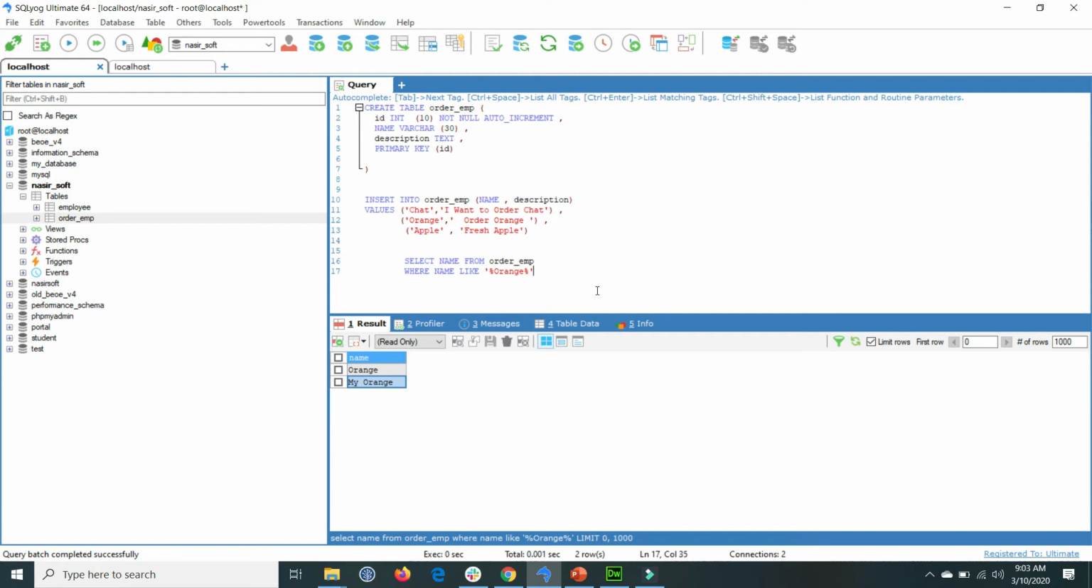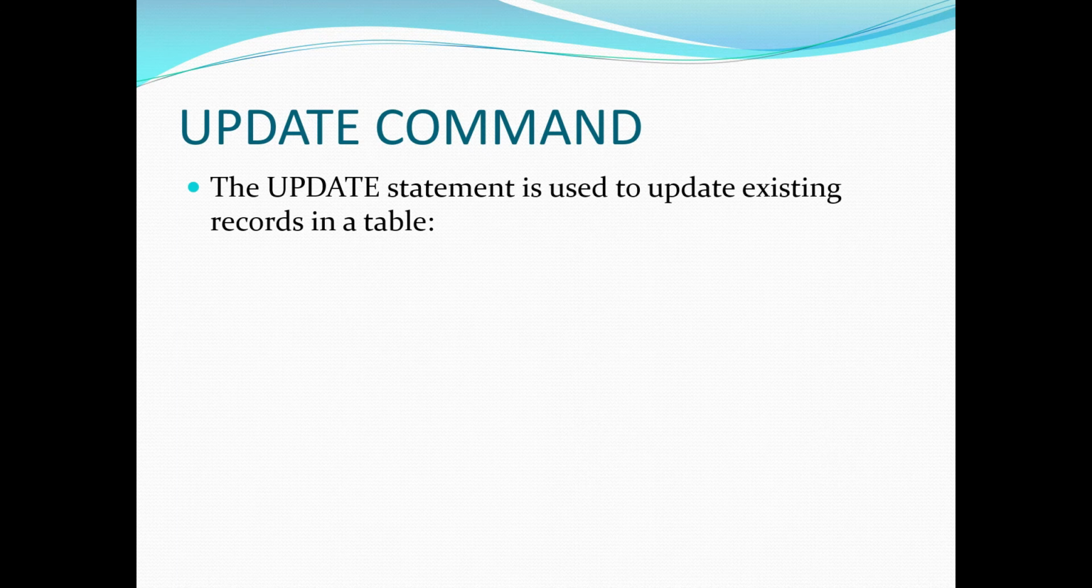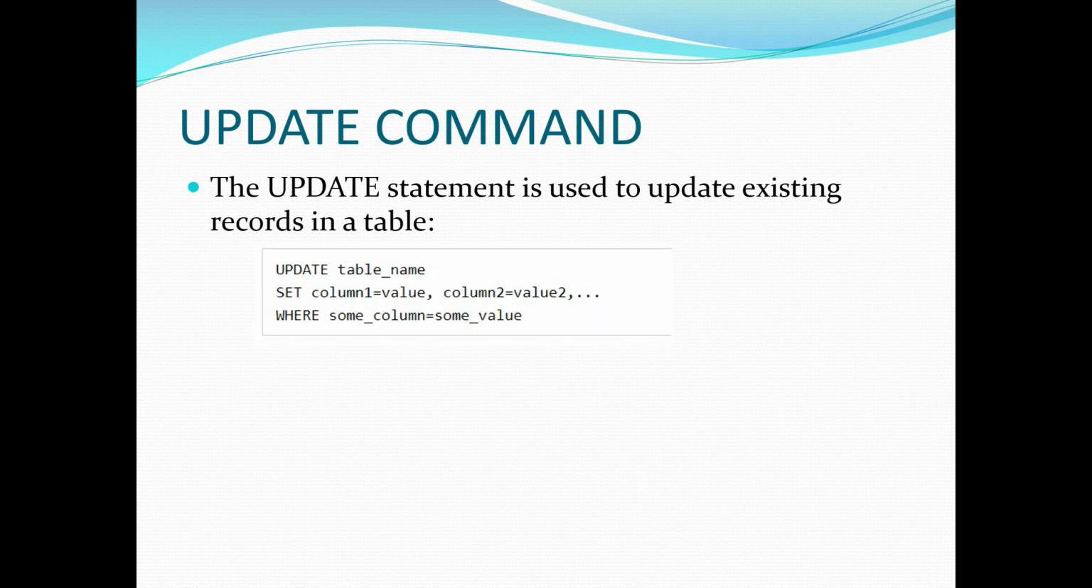Update command. The update statement is used to update existing records in a table. UPDATE, then the table name, and inside SET, the column name and its value. You can write multiple columns if you want to update multiple column values, comma separated: column 2, its value, and so on. And inside WHERE, the condition.